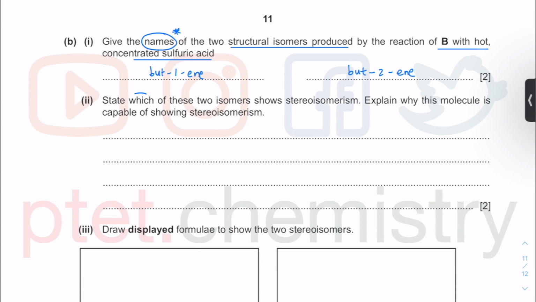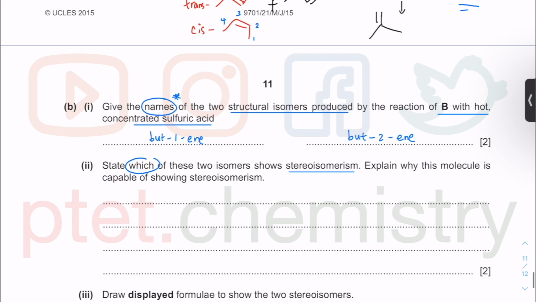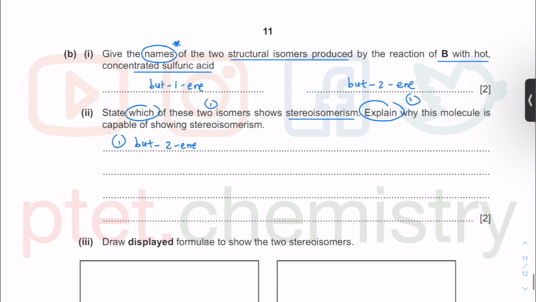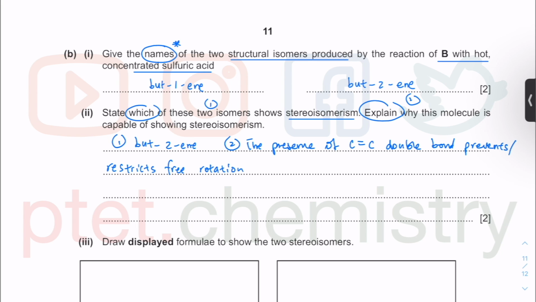Now state which of these isomers show stereoisomerism and then explain why. Okay, so it's going to be this isomer, which is but-2-ene. So I already identified that, so that is just the first bit. Now explain why do they show this particular stereoisomerism, cis and trans there. So the presence of the double bond, the presence of the carbon-carbon double bond that prevent or they restrict rotations, that prevent or they restrict free rotations about that carbon.